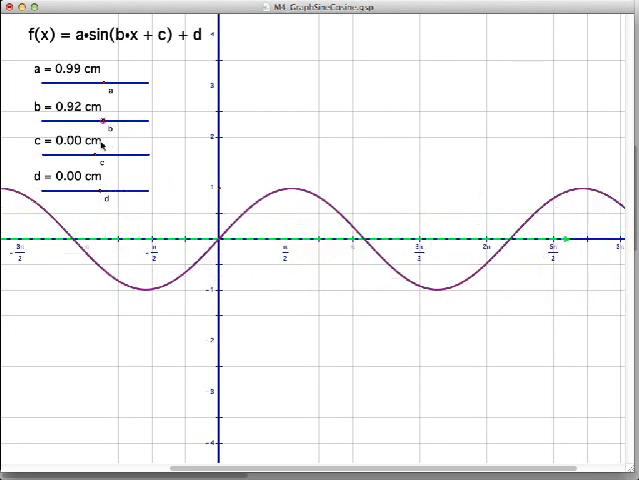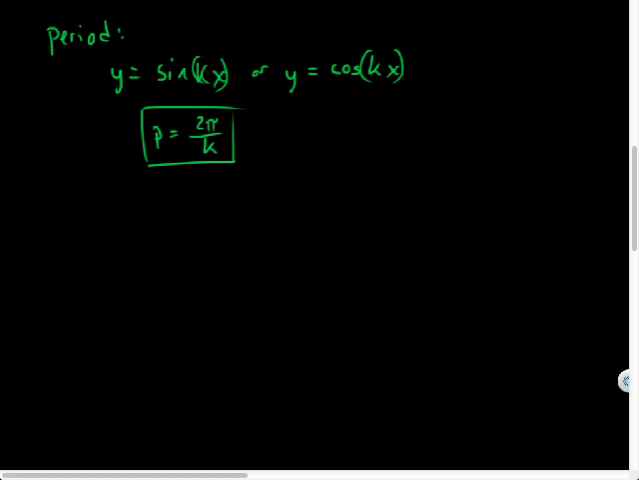So let's actually do some problems with amplitude and period. Here's an example, and I'm going to have a couple little tricks to help us graph on paper to make this a little easier. So let's say I want to graph the equation y equals cosine of theta divided by 2.